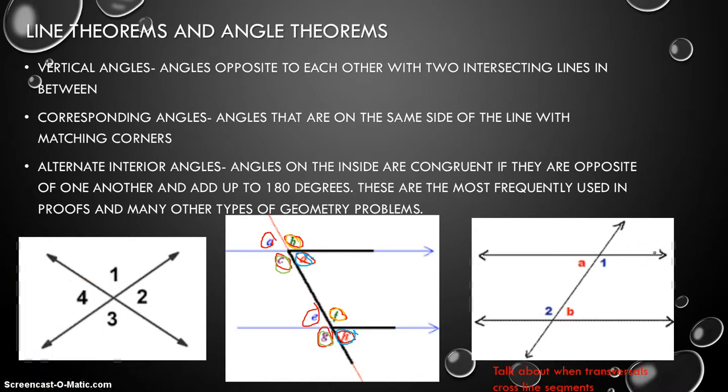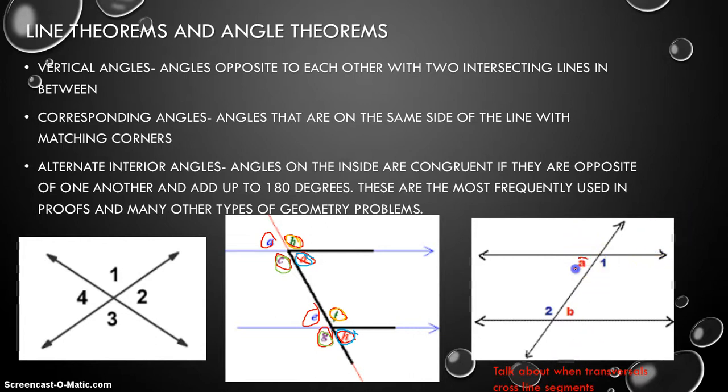And then the last one, alternate interior angles. These are angles on the inside of congruent lines, and if they are opposite of one another, they are congruent. These are the most frequently used in proofs and many other types of geometry problems.